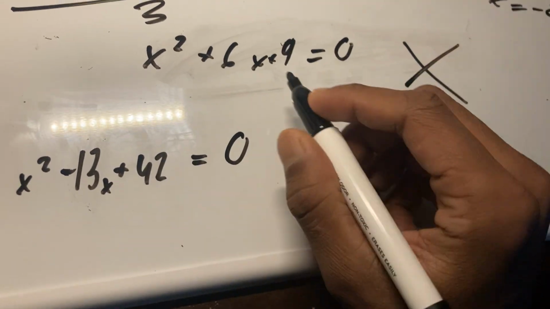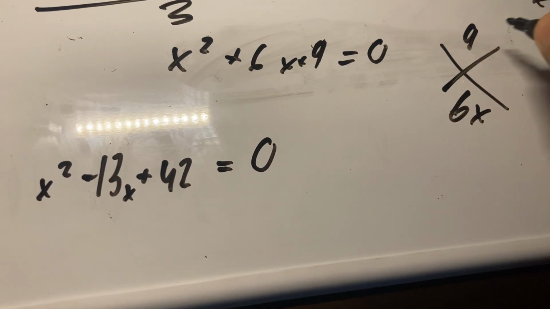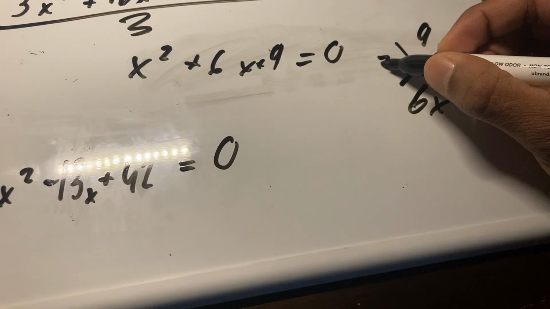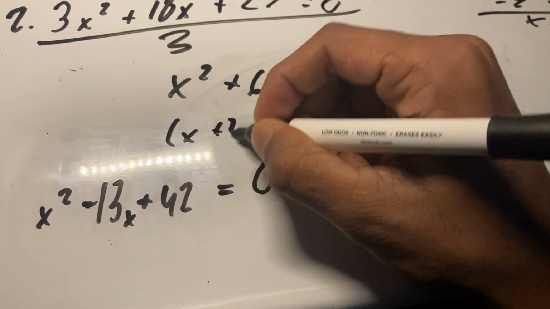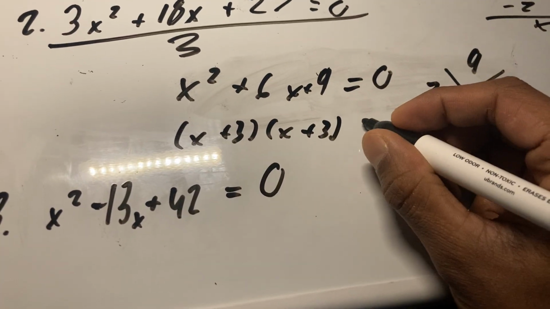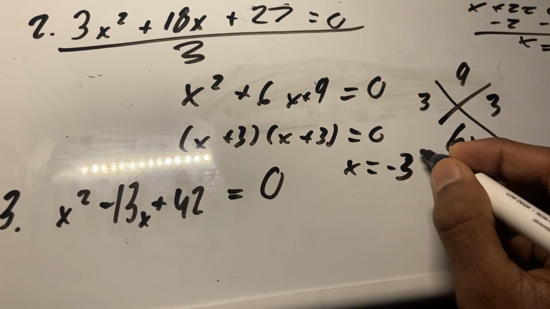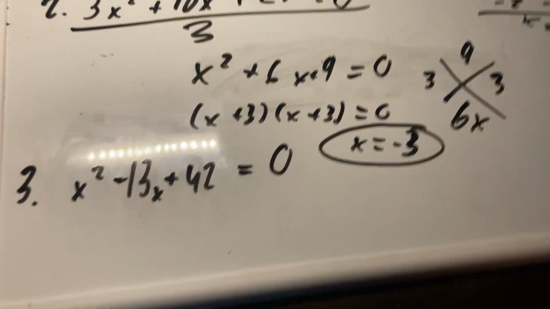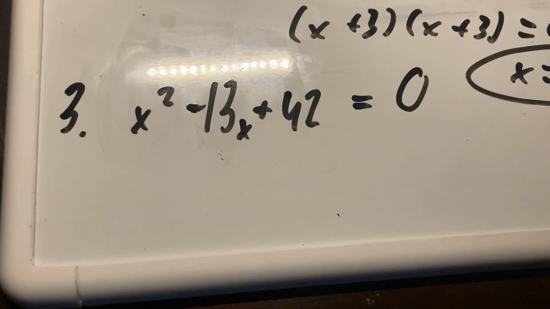So we just do what two numbers add to 6 but multiply to 9 at the same time. And that's 3 and 3. So we get (x plus 3)(x plus 3), and we get x equals -3 for this equation. Wow. And our last one, really easy as well.